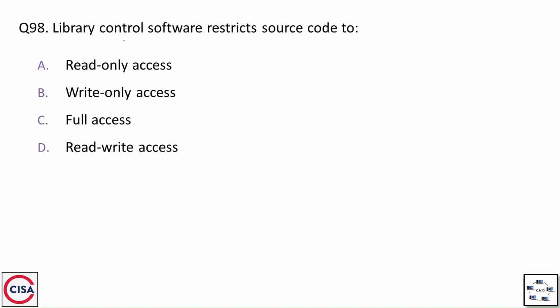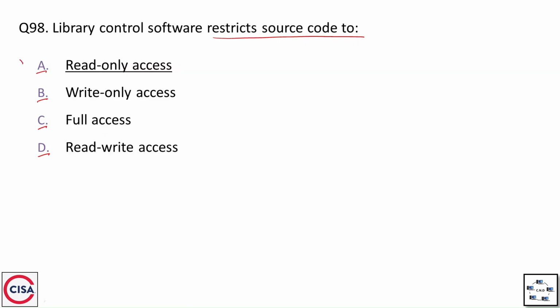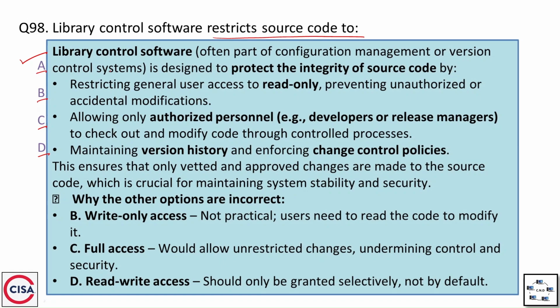Question number 98. Library control software restricts source code to option A, read only access, option B, write only access, option C, full access, and option D, read write access. And the correct option is option A, read only access.